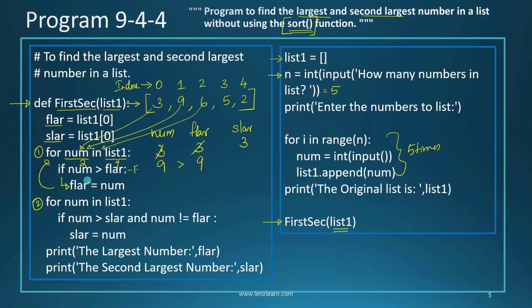And now you see what is the value of flar. It is 9. That is the largest element available inside the list. Okay, so the first for loop has done its job. So now we go to the next for loop.